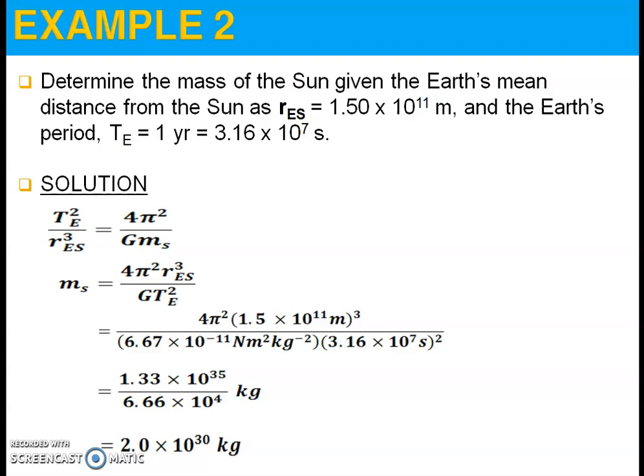Example 2. Determine the mass of the Sun given the Earth's mean distance from the Sun as RES is equal to 1.5 times 10 to the power 11 meters, and the Earth's period TE is equal to 1 year, which is equal to 3.16 times 10 to the power 7 seconds.